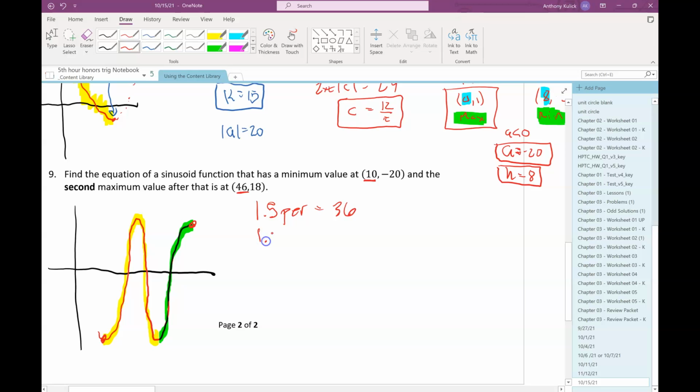So 1.5 times 2 pi absolute value c. So 1.5 times 2 is 3. If I divide both sides by 3 pi, I get 12 over pi. And we always choose the c to be positive. So that's all. Does that feel okay?